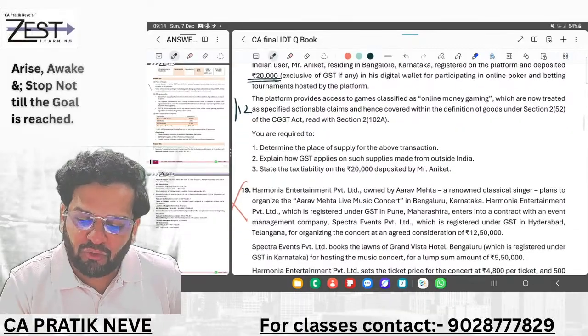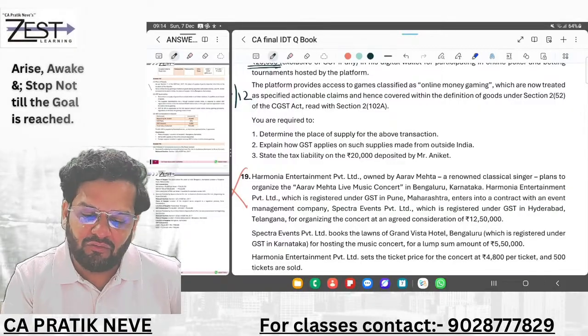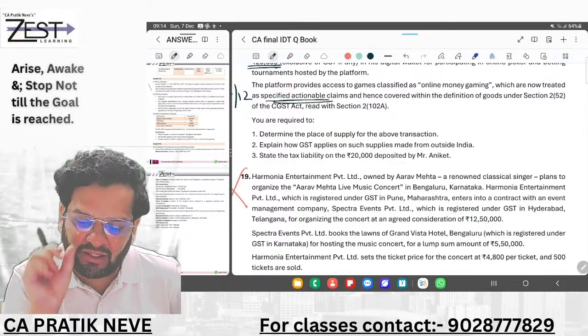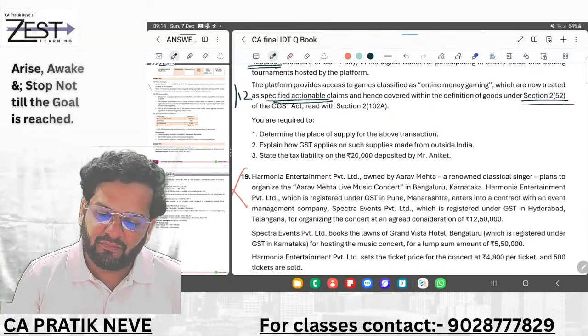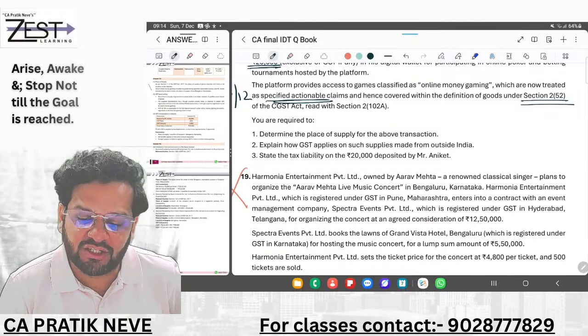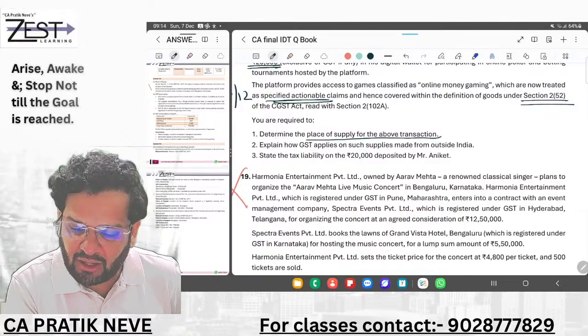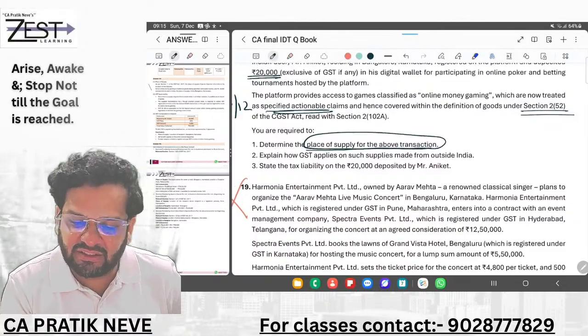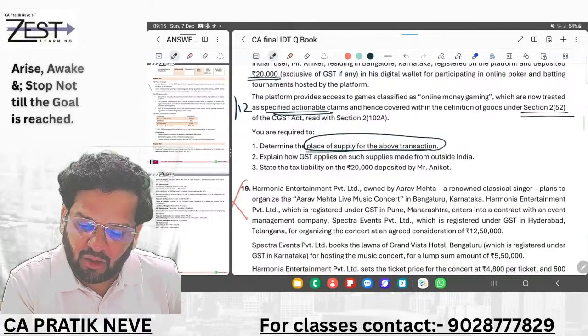The platform provides access to games classified as online money gaming, which are now treated as specified actionable claims and hence covered within the definition of goods. Okay, so yes, they are chargeable to GST, no doubt about that. Determine place of supply for the above transaction. So obviously it's in India itself. Okay, explain how GST applies.